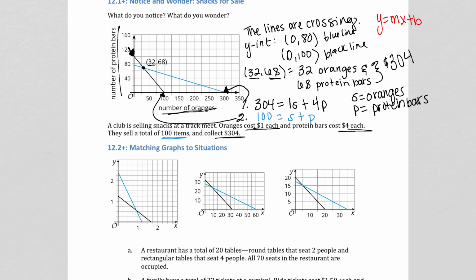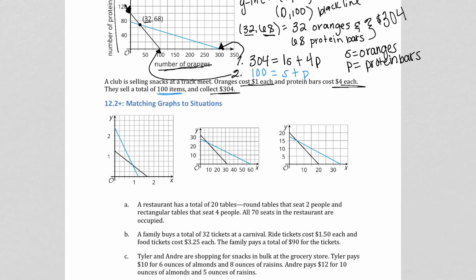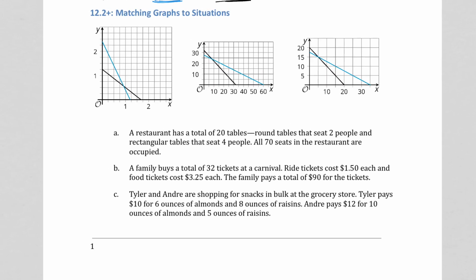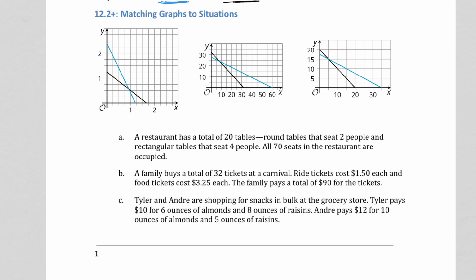We're going to leave this at that because we're going to be matching these graphs down here to the situations. So we're going to go into more depth down here. We have these three graphs and we have these three situations. So we're going to match the graph to A, B, C, or D. So for A, we have a restaurant has a total of 20 tables, round tables that seat 2 people, and rectangular tables that seat 4 people. All 70 seats in the restaurant are occupied.